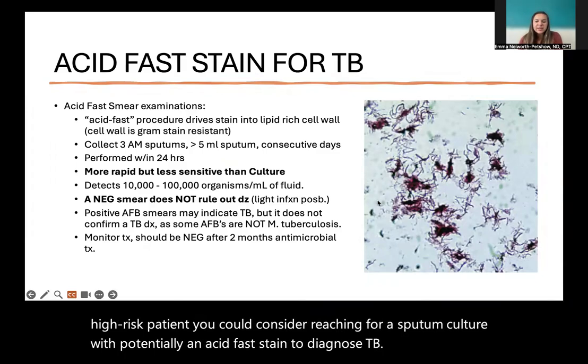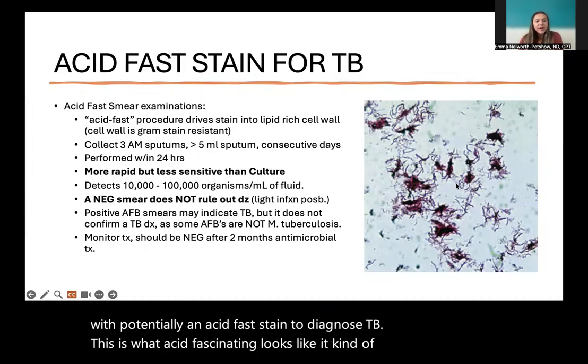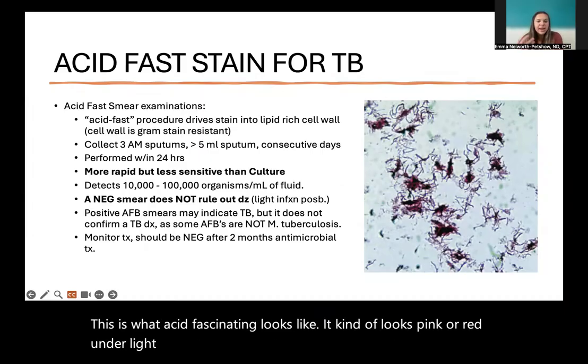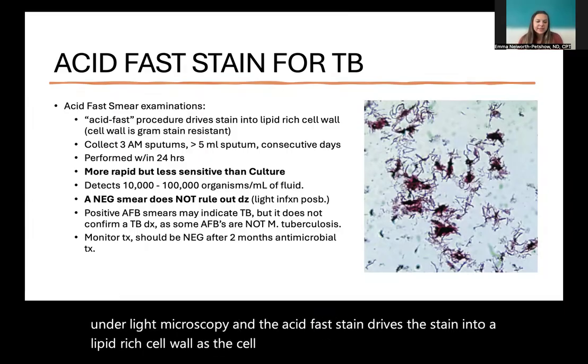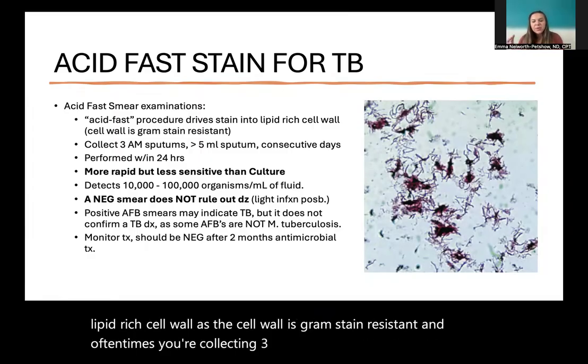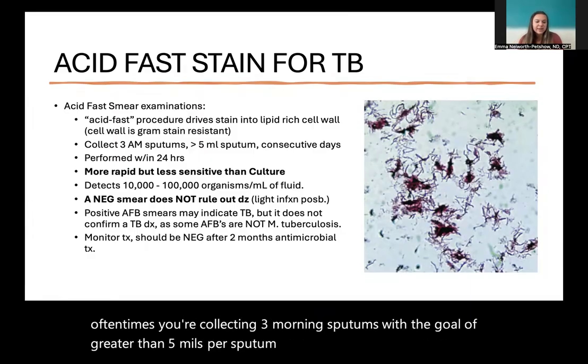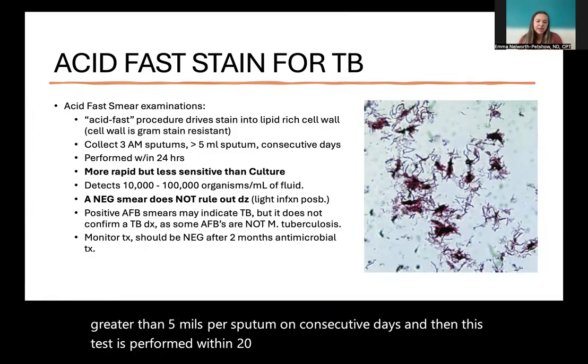This is what acid-fast staining looks like. It kind of looks pink or red under light microscopy. The acid-fast stain drives the stain into a lipid-rich cell wall, as the cell wall is gram stain resistant. And oftentimes you're collecting 3 morning sputums with the goal of greater than 5 mLs per sputum on consecutive days. And then this test is performed within 24 hours of collection.